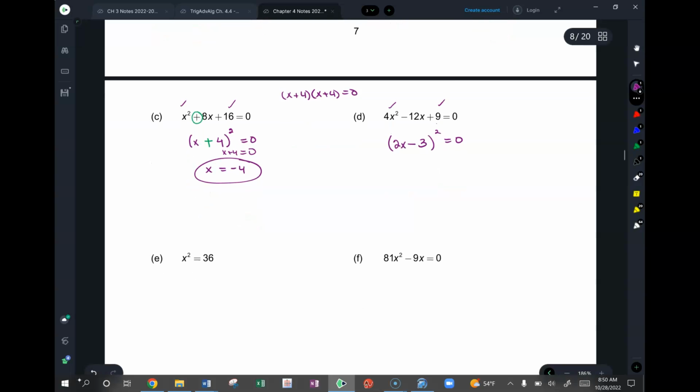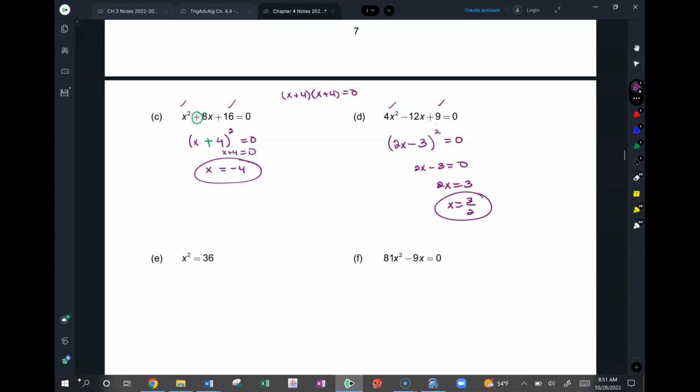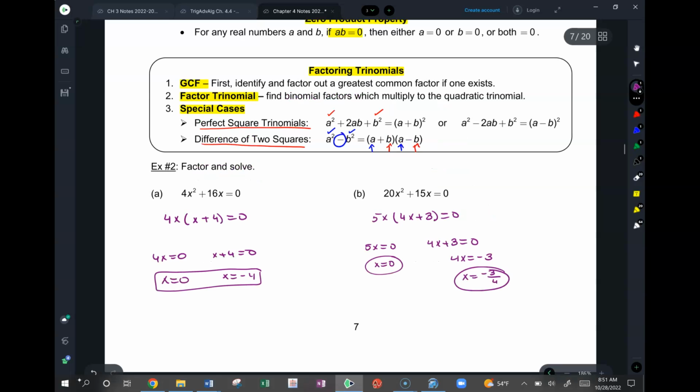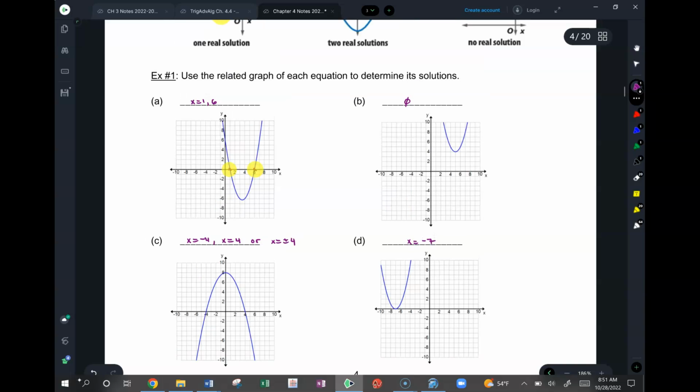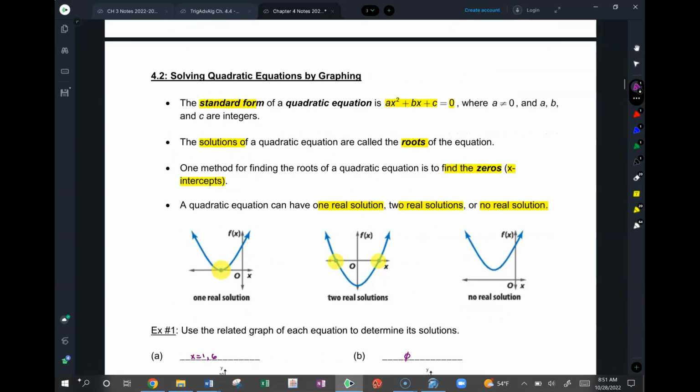Now, the square goes away, right? So this is just like saying 2x minus 3 is equal to 0. 2x equals 3. X is 3 over 2. So you see how both of these have only one solution? So like what we talked about before, these are the ones that only hit the axis at one point.